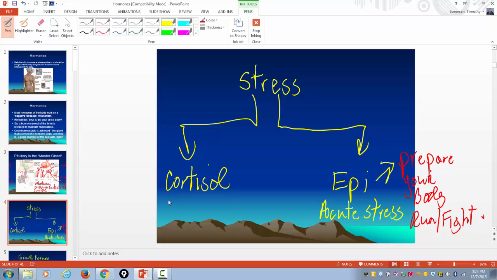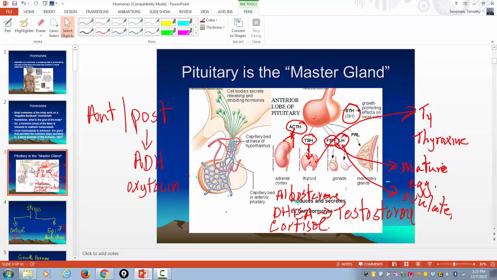Cortisol, on the other hand, is chronic stress, long-term stress, like this class. So let's talk about that. Where do you perceive stress? Well, you perceive it in your brain. And the hypothalamus is then going to stimulate the anterior pituitary gland to release into the blood the hormone ACTH. That stands for adrenocorticotropic hormone. What that does is it circulates in the blood.